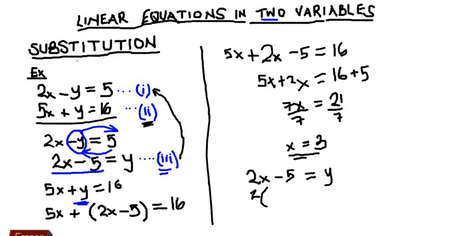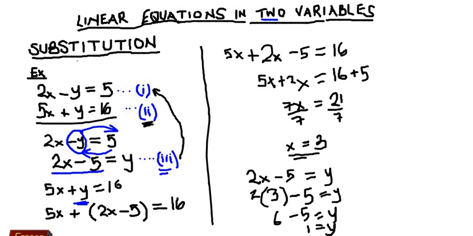So say 2 times 3 minus 5 is equal to y. So we know 2 times 3 is 6. 6 minus 5, that will be our y. So in short, y is equal to 1. So that is how we solve simultaneous equations by the substitution method.